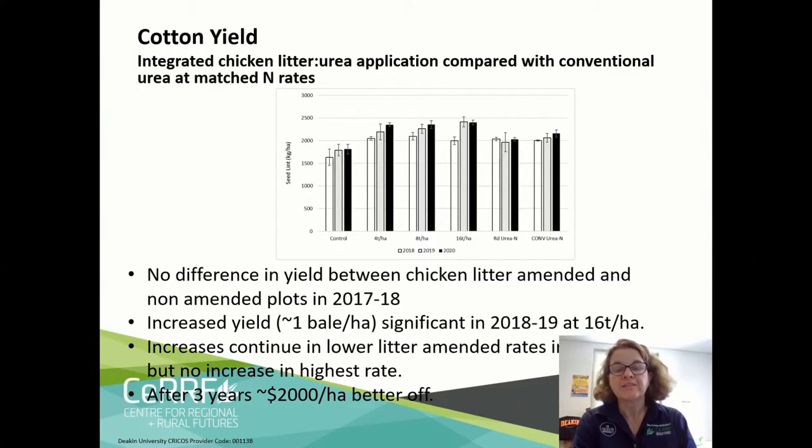So this suggests that a new equilibrium may have been reached, and that any further increases in yield, which could potentially occur through potential yield of these varieties, was being restrained by underlying soil fertility conditions, physical conditions, seasonal conditions, or irrigation. By the end of 3 years, at the highest rate of chicken litter amendment, the farmer would have been $2,000 per hectare better off.